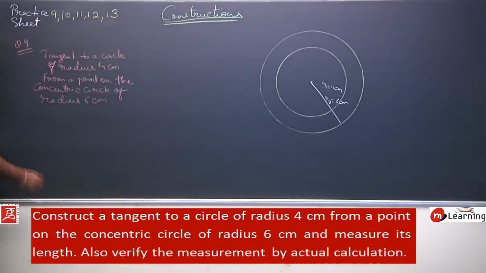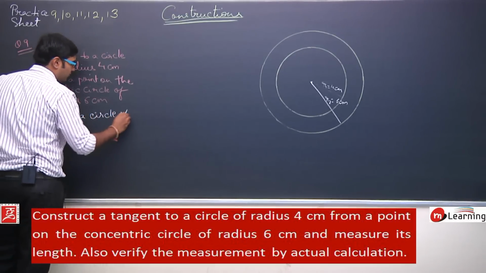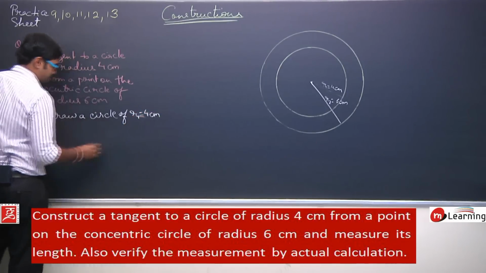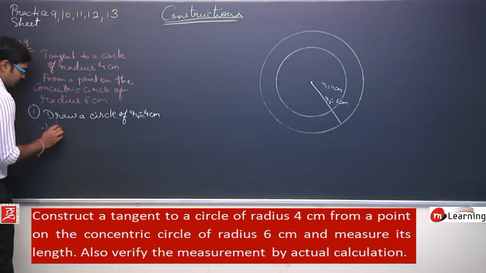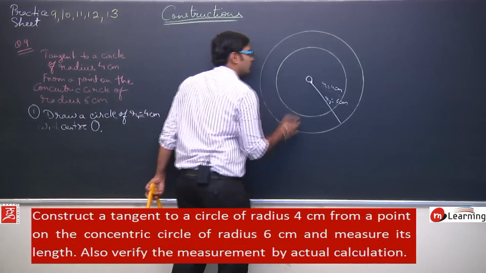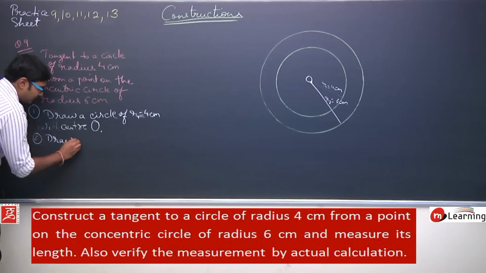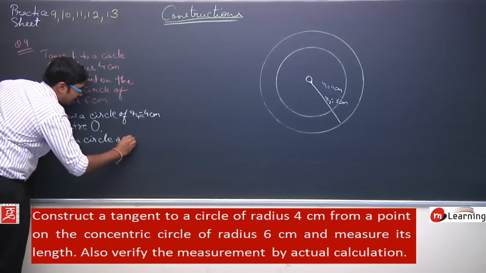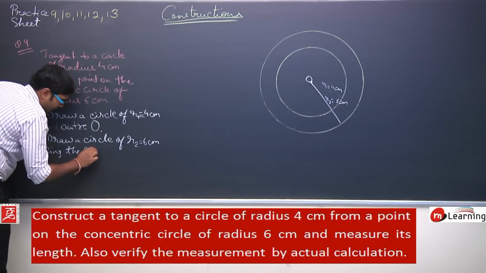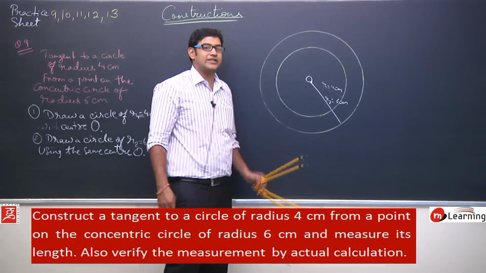So the first step of construction is to draw a circle of radius r1 equals 4 centimeters with center O. Let us say this center is O. The second step is to draw a circle of radius r2 equals 6 centimeters using the same center O. Using the same center O, I have drawn one more circle of 6 centimeters.